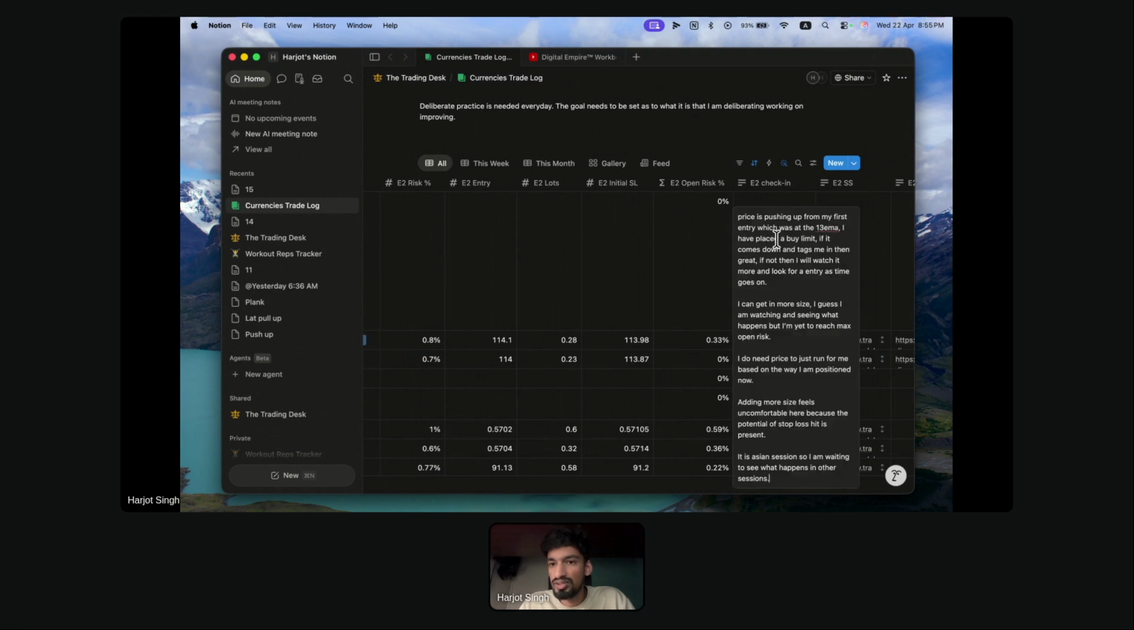Price is pushing up from my first entry, which was at the 13 EMA. I have placed a buy limit. If it comes down and tags me in, then great. If not, then I will watch it more and look for an entry as time goes on.